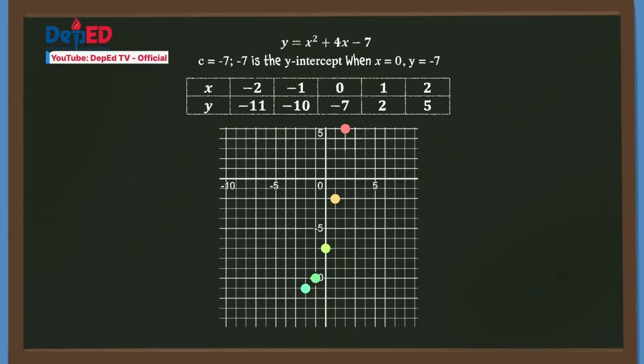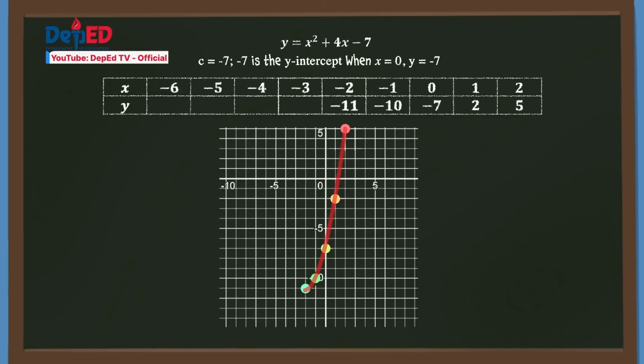Compare your work with mine. Look at the Cartesian plane. If we are going to connect the points using a smooth curve, it would appear as if it is a half parabola. This could mean we have to extend our table of values to include more values of x. And looking at the plotted points, it seems that we need to use more negative values of x. Well then, let's use -3, -4, -5, and -6.